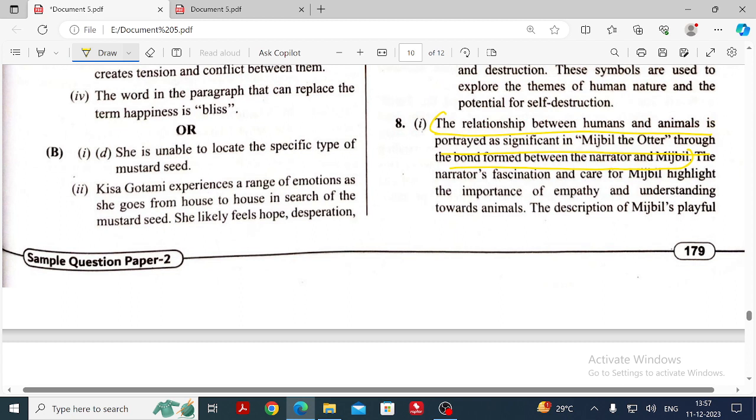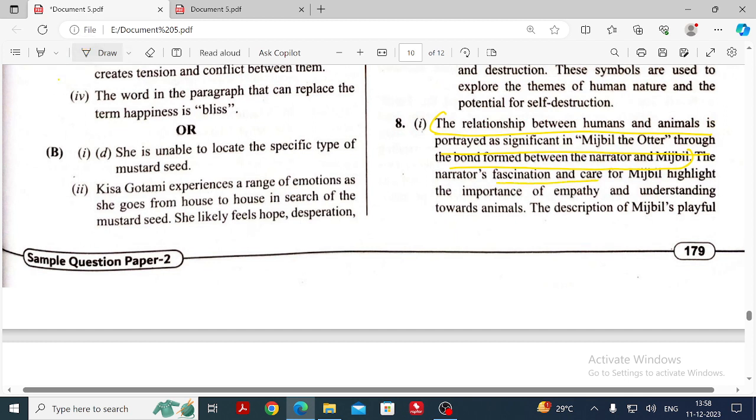Of course. But in the introduction part of the short answers and even in the long answer, you should pick the most important word which was there in the question. So the same point they have made, and next to that, that is the most important point. The narrator's fascination and care for Mitchell highlights the importance of empathy and understanding towards the animal. So fascination and care, that is the most important point.